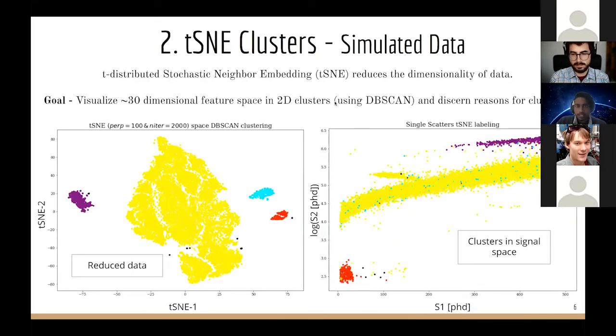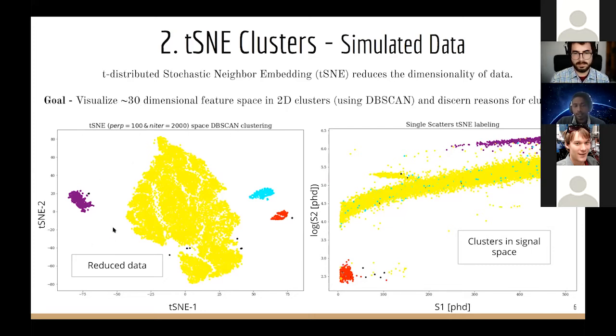So the second method that we looked at is tSNE. This is t-distributed stochastic neighbor embedding, which is basically a dimensional reduction technique. The main goal here is we have all these RQs or features. You can take a set of 30 of them and visualize them in 2D space, which of course for humans is much easier to look at and discern clusters. And once you have this 2D compression of the data, you can use a clustering algorithm, in this case something like DBSCAN, and look at why these clusters are formed.